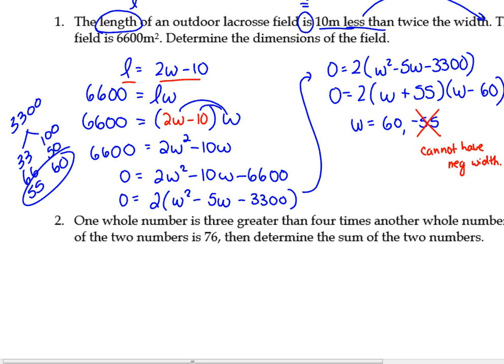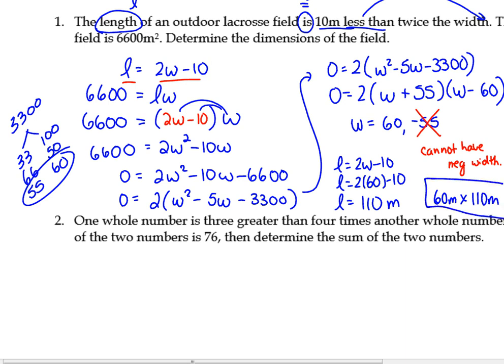Can I figure out my length then? How could I figure out my length? Let's put it back into this formula over here. Length was equal to 2W minus 10, or 2 times 60 minus 10, which gives you what? 110 meters. So the dimensions are 60 meters by 110 meters. Okay, would that be a great written response question? Sure would.